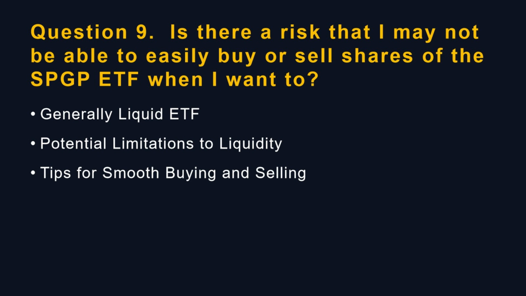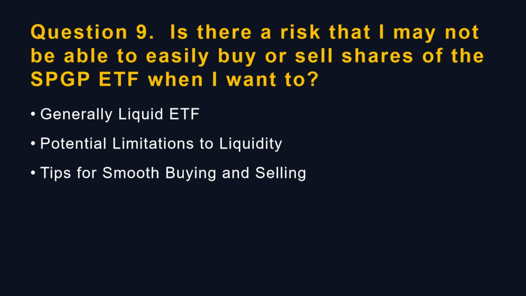Market makers. Market makers play a crucial role by continuously quoting bid and ask prices for SPGP shares, ensuring a market exists for investors to transact. Trading volume. SPGP typically has a healthy average daily trading volume, indicating significant investor interest and facilitating easier buying and selling. Potential limitations to liquidity. While SPGP is generally liquid, there are some situations where buying or selling shares might be more challenging.